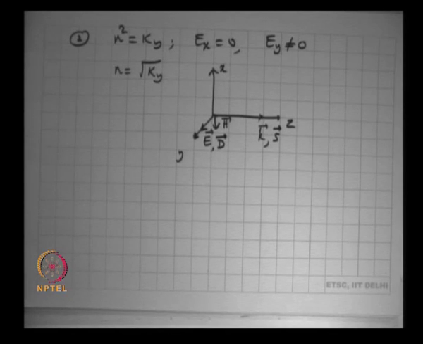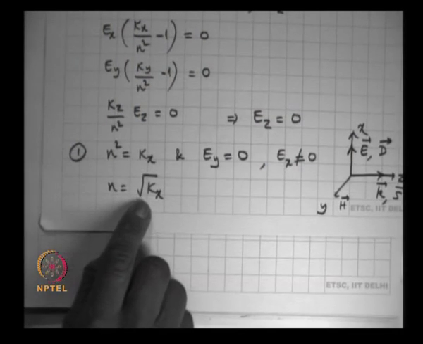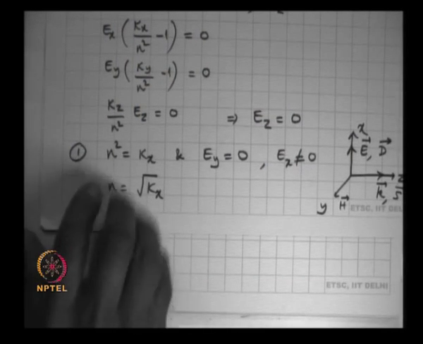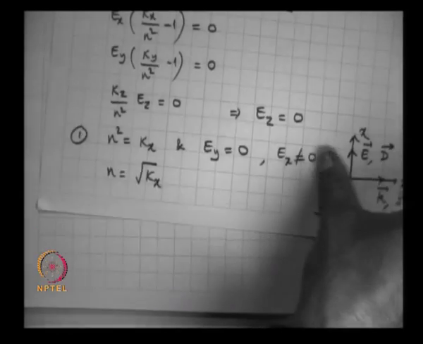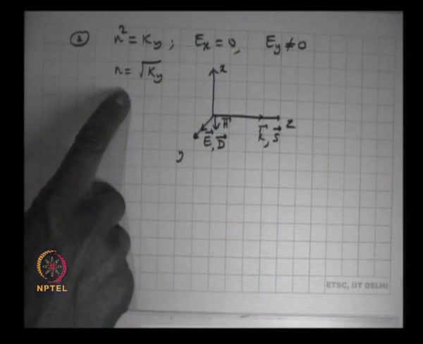So, if I have a wave propagating along the z direction, if I choose my electric field to be along x direction, it will propagate with the speed of c by square root of kx. If I choose my electric field to be along the y direction, it will also propagate unchanged, but with a speed c by square root of ky.